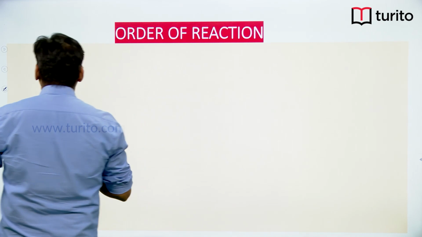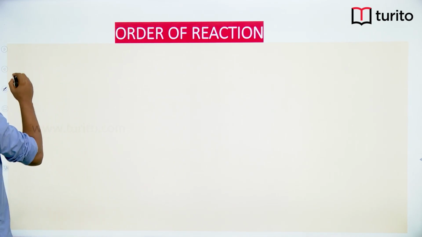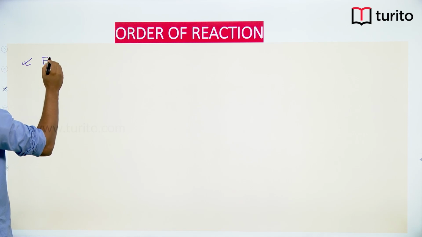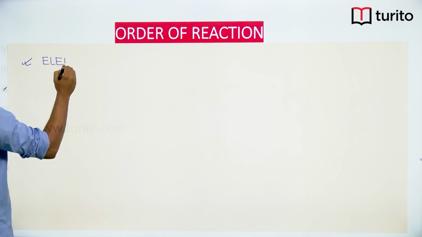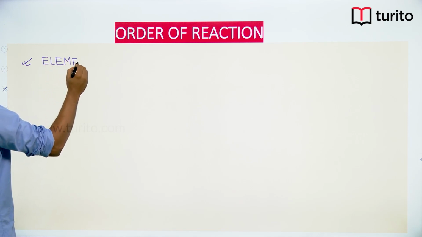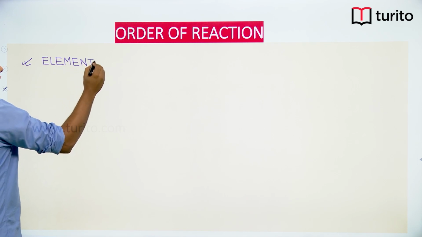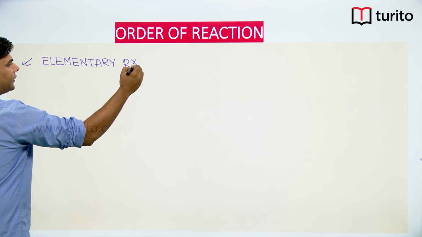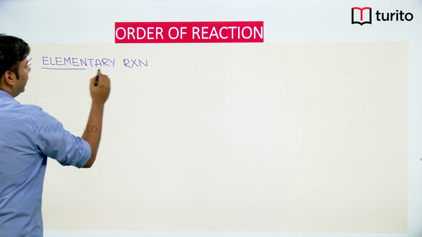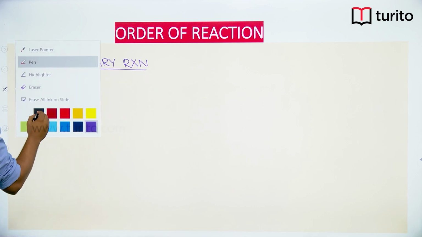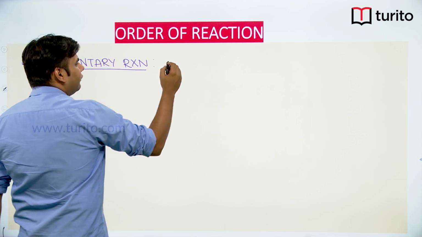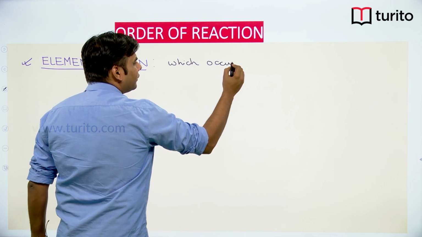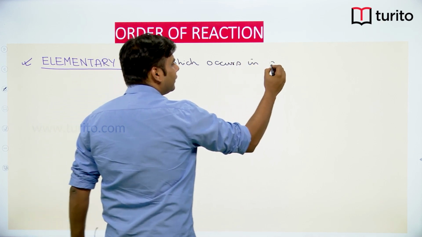I have already told you, before understanding order of reaction, let me explain two types of reaction. One is called an elementary reaction. An elementary reaction is a reaction which occurs in only one step, a single step.